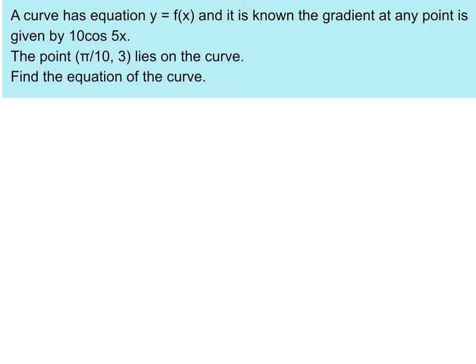So here I've got another similar question, but the wording's changed slightly. A curve has equation y equals f(x), and it is known the gradient at any point is given by 10 cos 5x. The point pi over 10, 3, lies on the curve. Find the equation of the curve. So this is exactly the same setup as before, but rather than saying dy by dx, it's saying the gradient. So we need to realise that if this is the gradient, then this is the derivative of our original function.